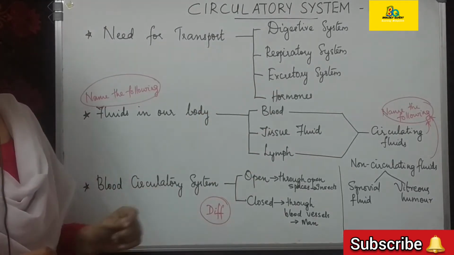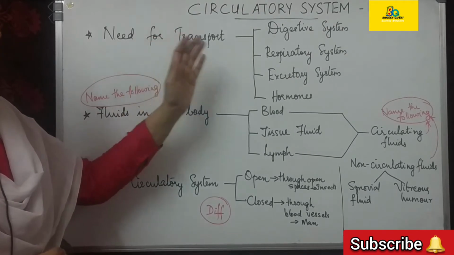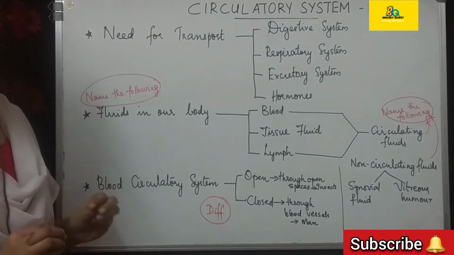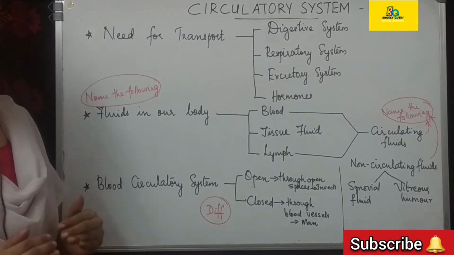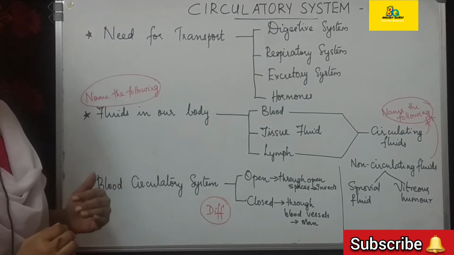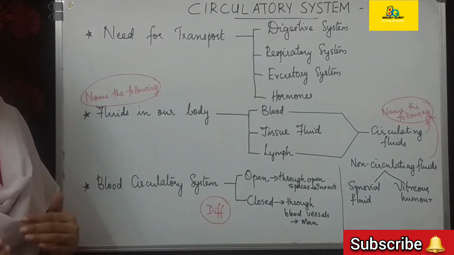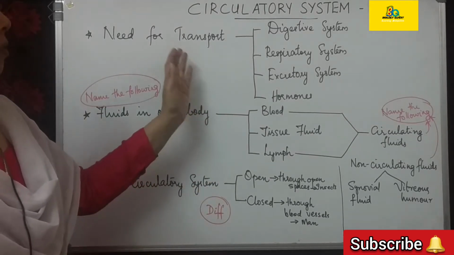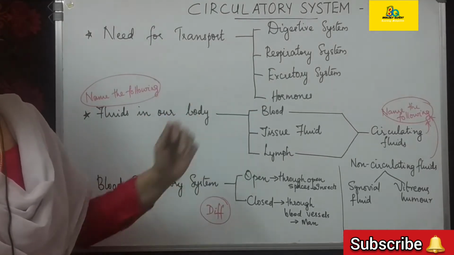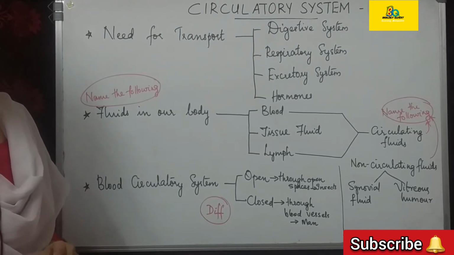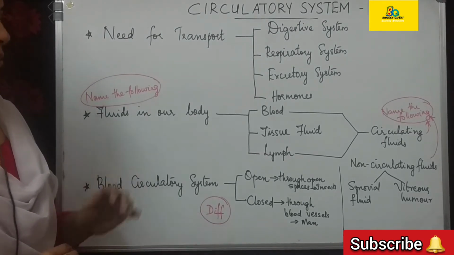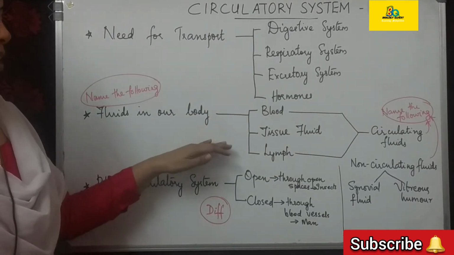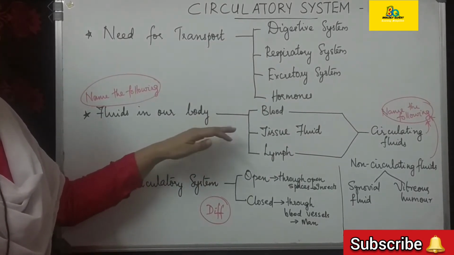Then the excretory system. How is the circulatory system related to the excretory system? It is through the circulatory system that transport of excretory materials takes place from the regions where they are produced to the excretory organs. Then also the hormones that are produced by the endocrine system need to be transported to the sites of their action. Now coming to the fluids in our body, there are three main fluids in our body: the blood, tissue fluid, and lymph.